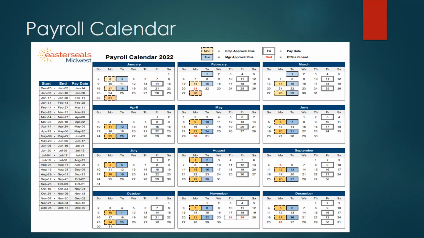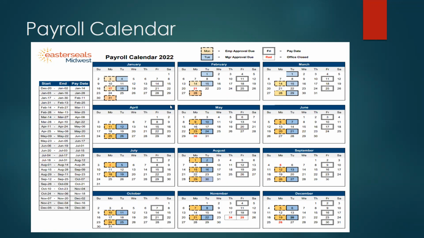And of course, this is our payroll calendar. So on the left here, we have our start and end dates. These are the actual pay periods. So these are the 2 weeks that you're working. And then next to that, to the right of that, is the actual pay date. So if you worked December 20th, that pay date is going to be January 14th.